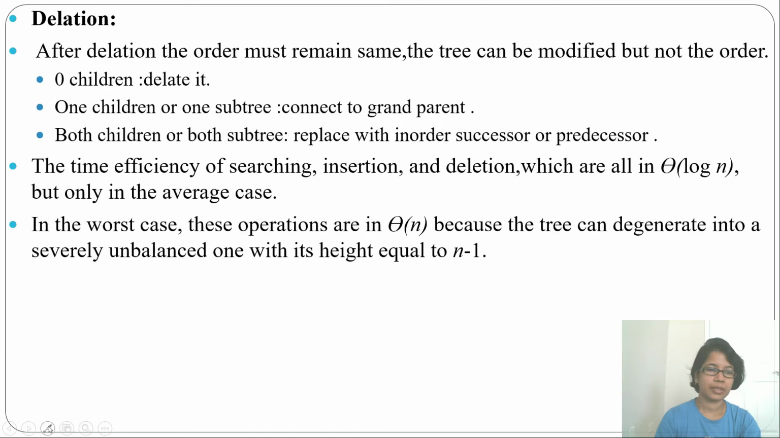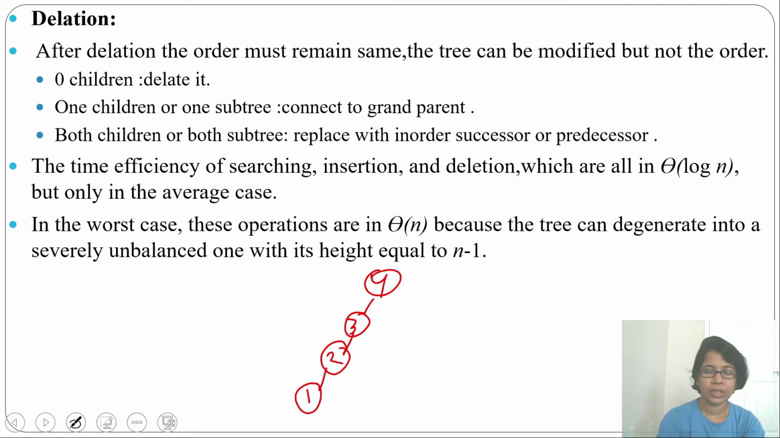So what are left skew and right skew trees? Just see. This is a left skew tree. Here there are 4 nodes and the height is 3. In case of left skew or even right skew, if there are n nodes, the height will be n minus 1. And for traversal of this many nodes, it will be theta of n. So for searching, insertion and deletion, it will be theta of n.